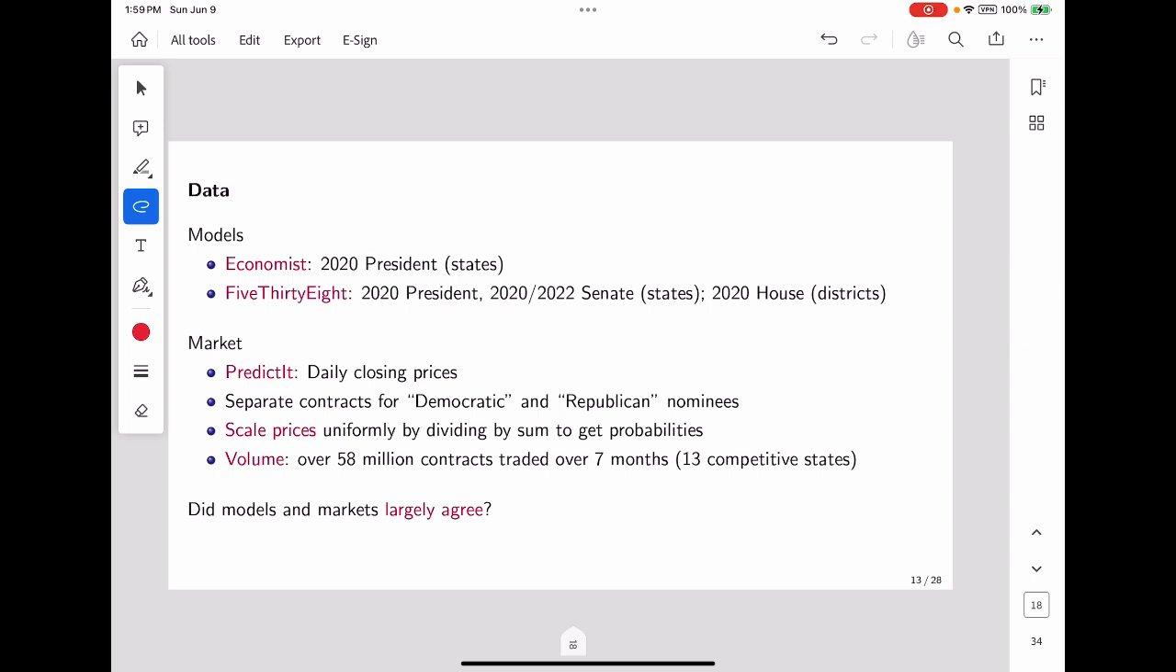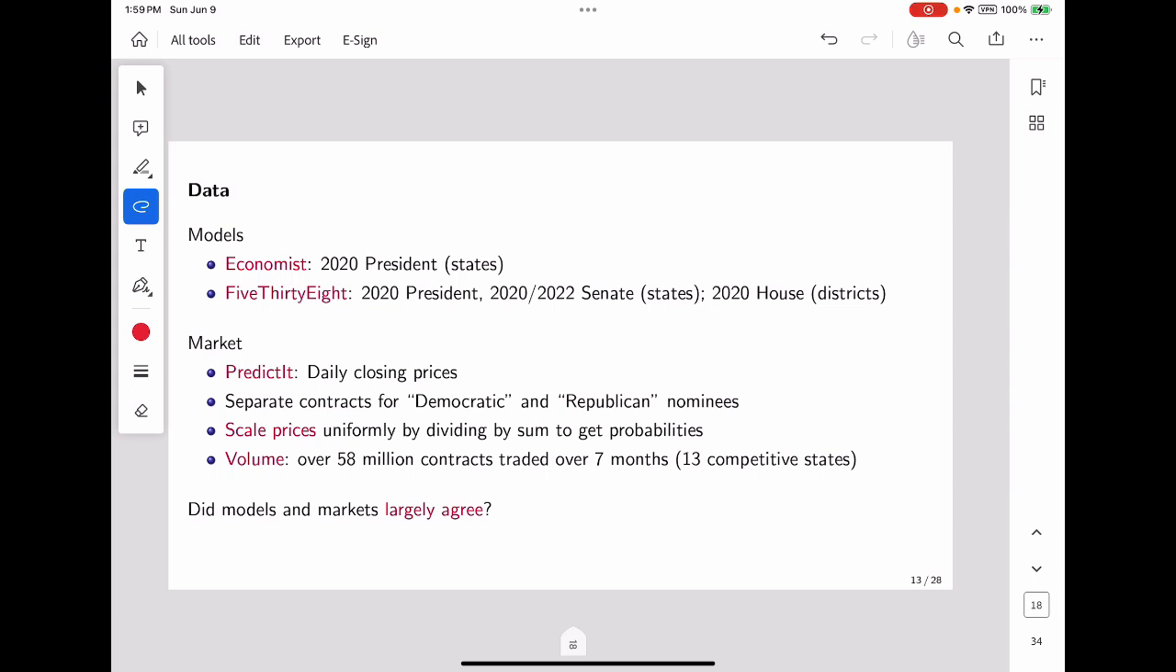And we'll compare it to a different model, the 538 model, which also generated forecasts for the 2020 president. And we'll also look at 538 forecasts for the 2020 Senate, the 2022 Senate for particular states, and then a few races for the House of Representatives in the United States in the 2022 election. And the market data is going to be from Predicted, which I've already introduced you to, and we'll look at daily closing prices. And we'll construct a virtual trader that's going to look at the daily closing prices, that's going to look at the model forecasts, and will choose to enter or exit positions accordingly.